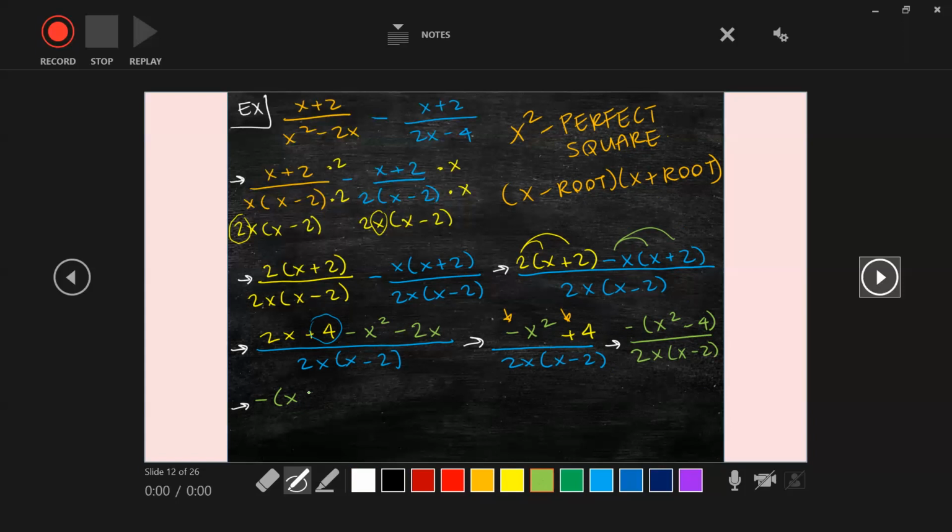So we have x squared minus a perfect square. So we have x squared minus 4. What is the square root of 4? So it's going to be x minus 2. And? So it's going to be x minus the root and then x plus the root. Oh, plus 2. Very good.